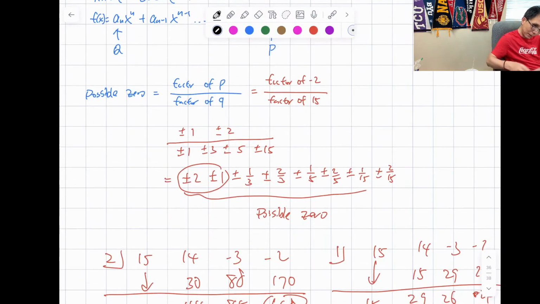See right here? It's one of the possible zeros. But should you try that in synthetic division? No, that's the worst number to try. Hopefully, I promise you that the question I'm giving you has zeros among +1, -1, +2, -2. Does that make sense?